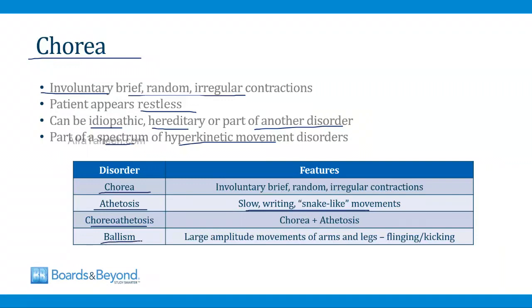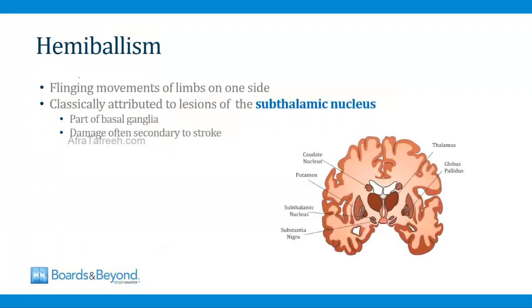And then lastly, ballism refers to large amplitude movements of the arms and legs. Basically, the patient will be flinging or kicking their arms and legs. That is ballism. So hemiballism is flinging movements of the limbs, but only on one side of the body. That's why it's called hemiballism. And this classically occurs when there's a lesion of the subthalamic nucleus, which is part of the basal ganglia. This will result in hemiballism, and this often occurs secondary to a stroke.